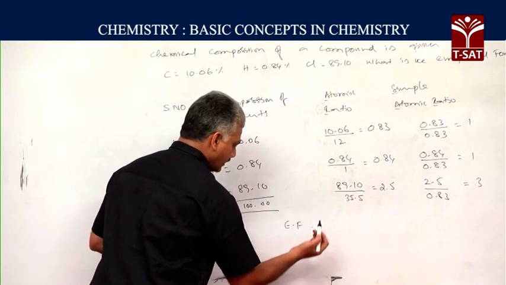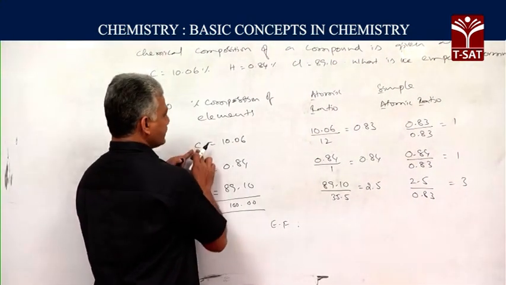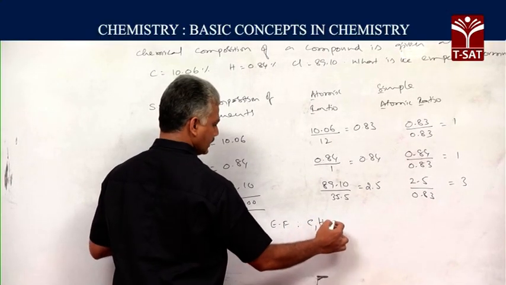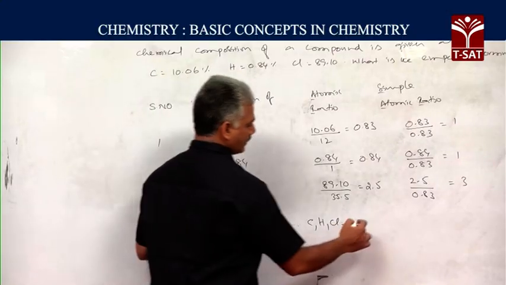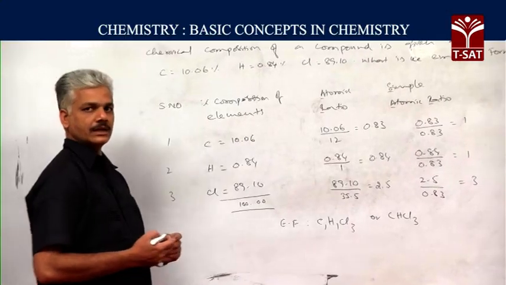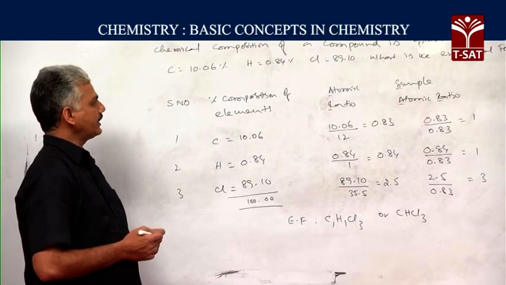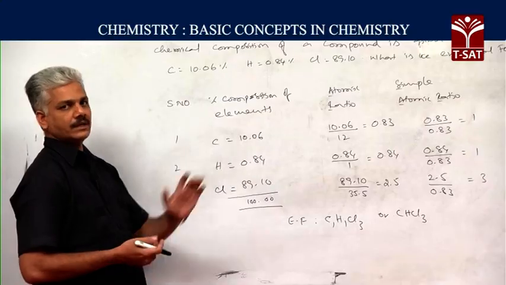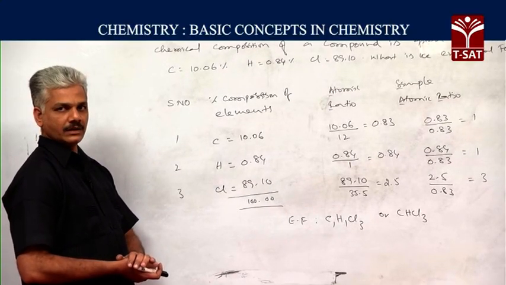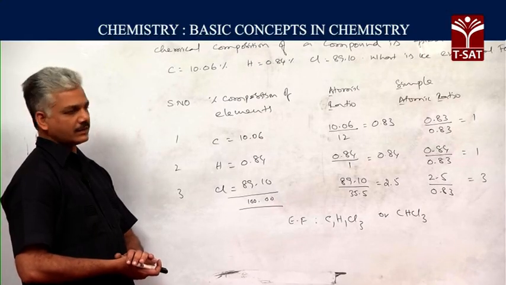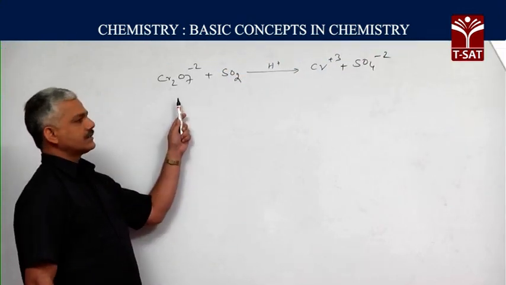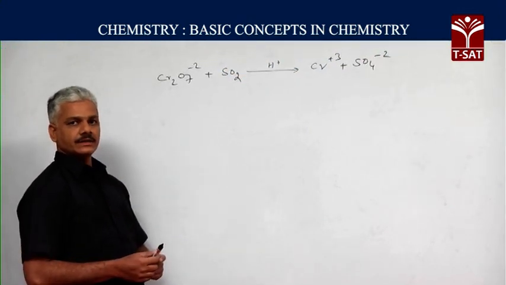Therefore, the empirical formula of the compound can be represented as C1H1Cl3, or in a simple manner as CHCl3. In this way, when the percentage composition of elements is specified, we can calculate the empirical formula and molecular formula of the compounds. Balance this given equation by ion electron method.